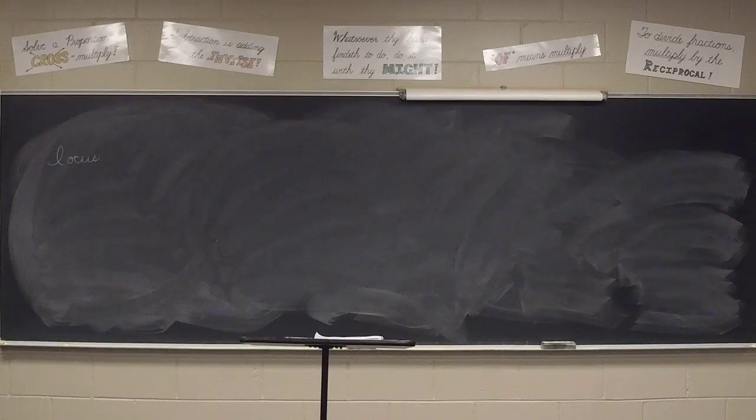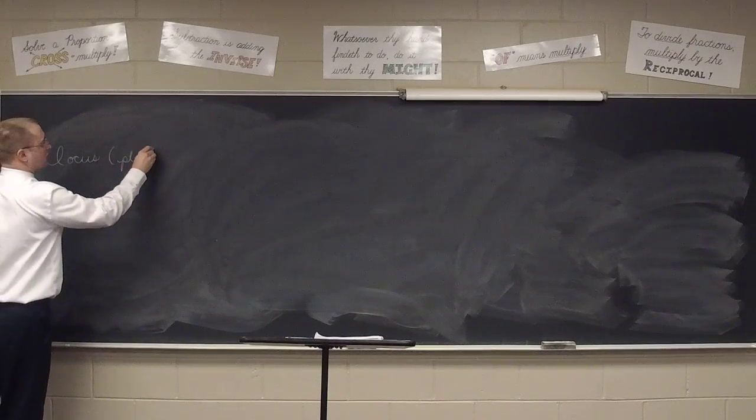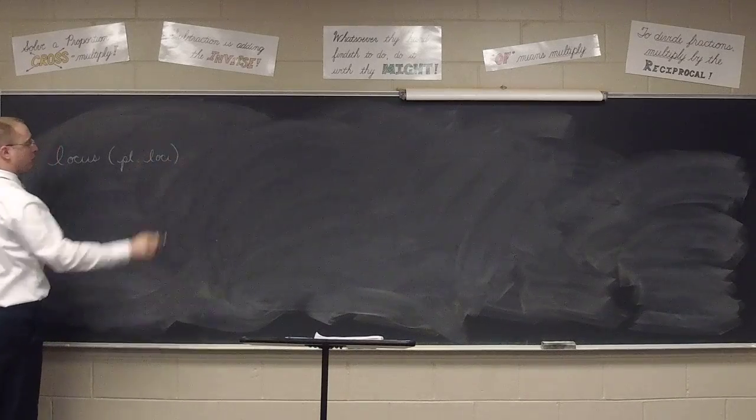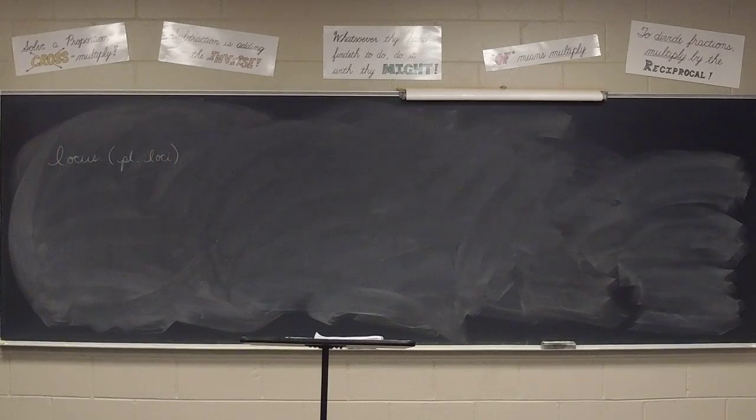Locus. Not locust, like the little grasshopper critter that eats everything and that got eaten by John the Baptist with wild honey. Not that kind of locust. Locus, L-O-C-U-S. The plural is loci. So if we refer to more than one locus, we have loci, kind of like radius, radii, locus, loci.